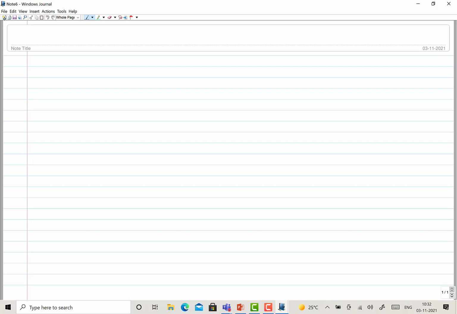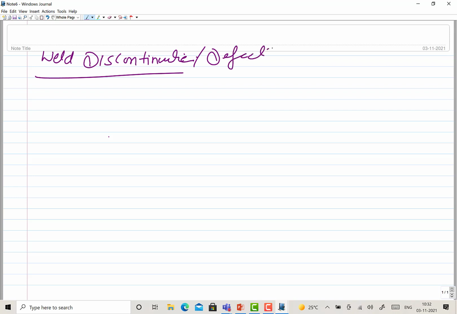Now coming to the third aspect, which is about weld discontinuities or defects. There are certain categories of weld defects and discontinuities. One which is very common happens due to the presence of gases in the weld metal.